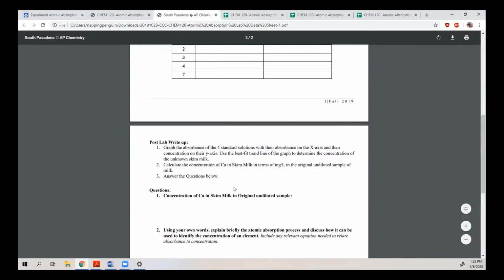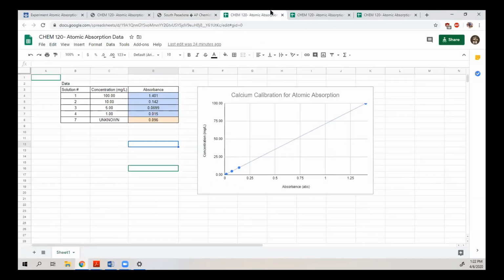Now, I'm not going to collect your graph since I can't see it, but I do want you to plot a graph. And so you guys want to use your spreadsheet, make a copy of it, so that way you guys can create your own graph here. Now, once you've created your graph, we have a trend line for this absorbance. So we want to add in that trend line. Once we've added in that trend line, we want to use its equation to look at our unknown.